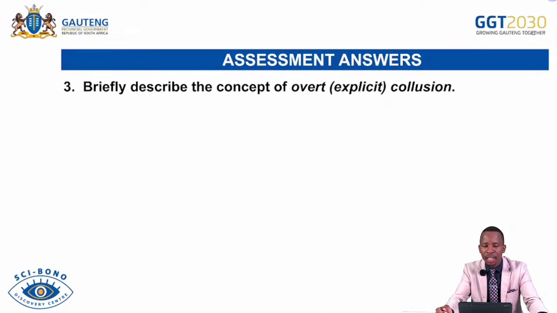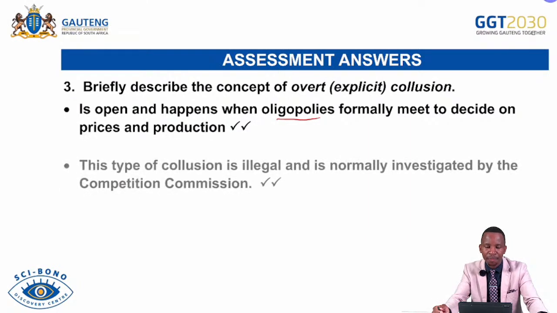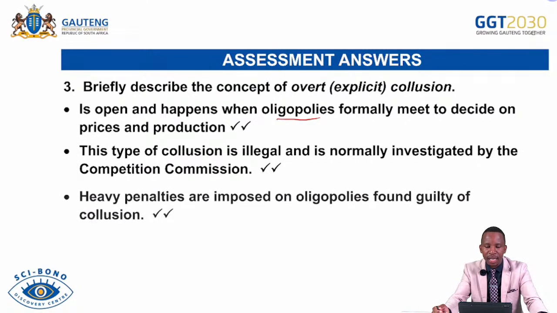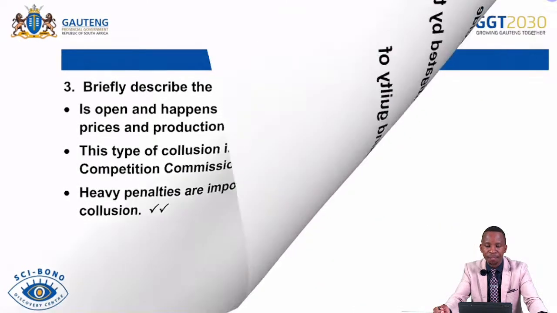Briefly describe the concept of overt or explicit collusion. It is open and happens when oligopolies formally meet to decide on prices and production. That's the explicit collusion that was discussed before. This type of collusion is illegal and is normally investigated by the Competition Commission. Heavy penalties are imposed on oligopolies if they are found guilty of collusion in this form.